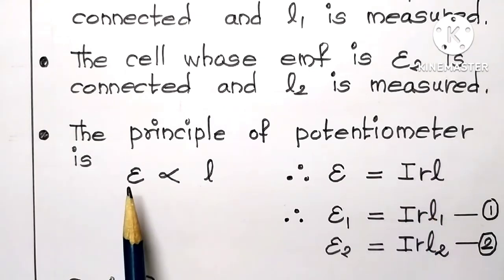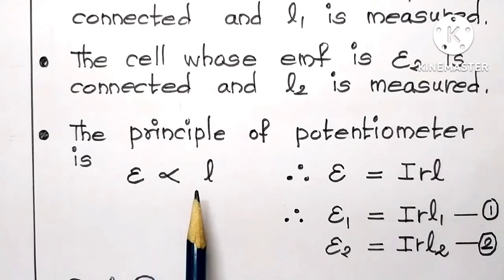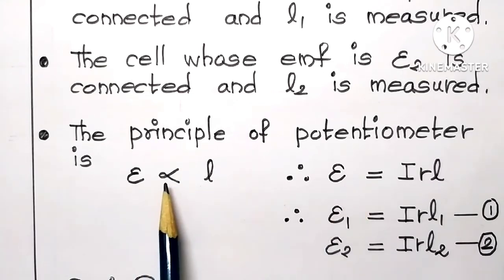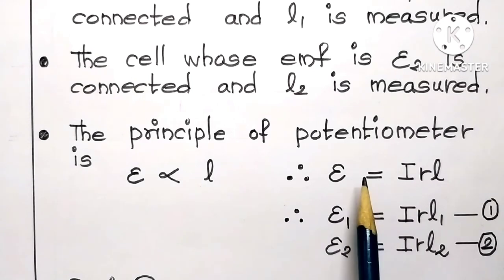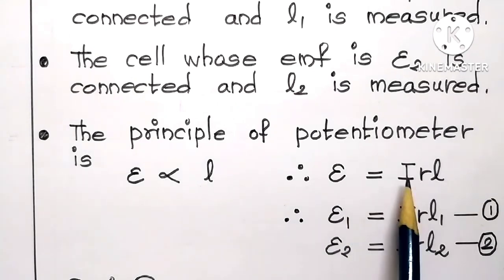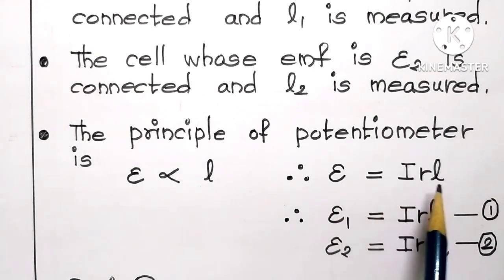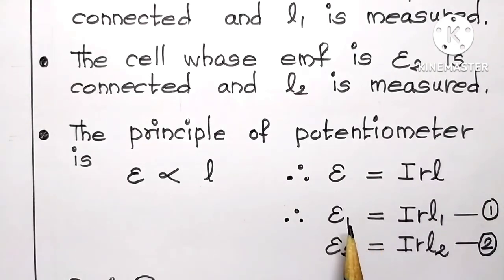So here E is proportional to L. Therefore, I have taken this symbol and I have written the is equal to symbol and a constant Ir. So E is equal to Ir L. Therefore, we can write E1 is equal to Ir L1, let it be equation number 1, and E2 is equal to Ir L2, let it be equation number 2.